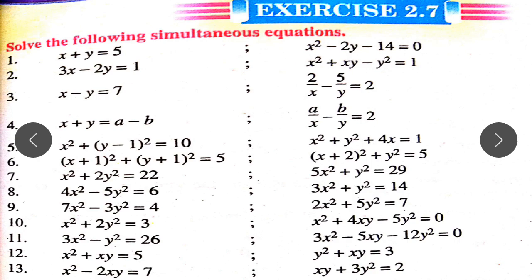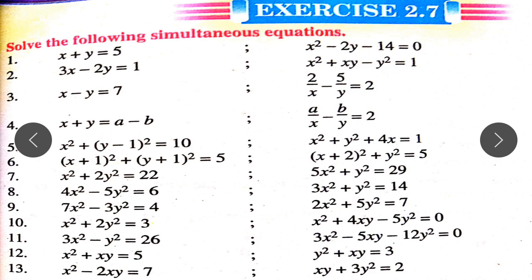As far as question number 3 and 4 are concerned, these both are similar. How can we recognize this type of equation? Here you can see one of the equations is linear and the other one is in fraction form. So what you have to do is derive the value of x from equation number 1, which is linear. Then you put the value of x in equation number 2. But before doing that, you have to convert equation number 2 into simple form, meaning you have to eliminate the fraction here.